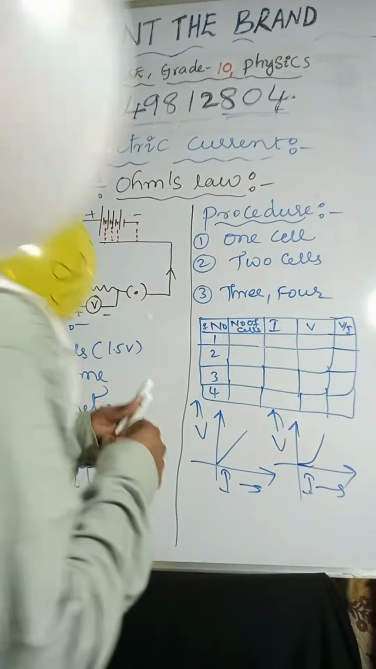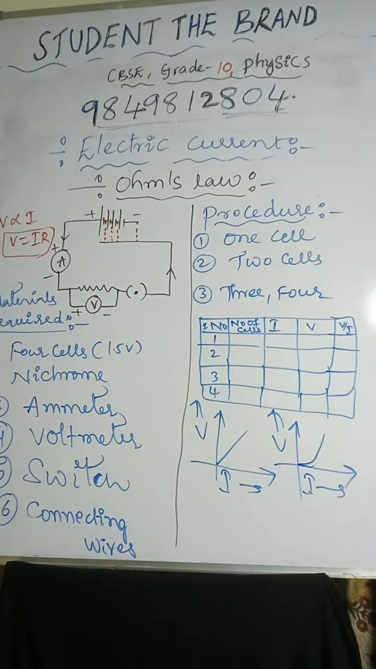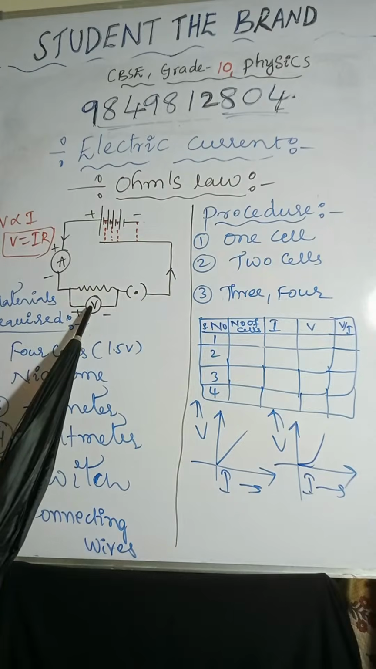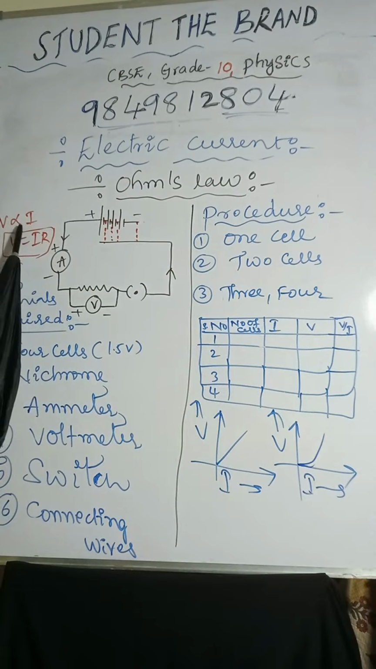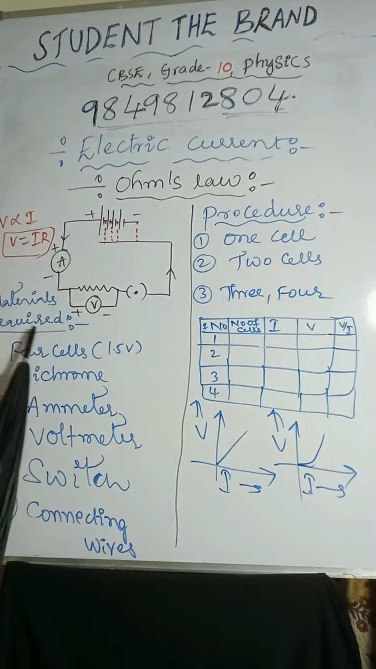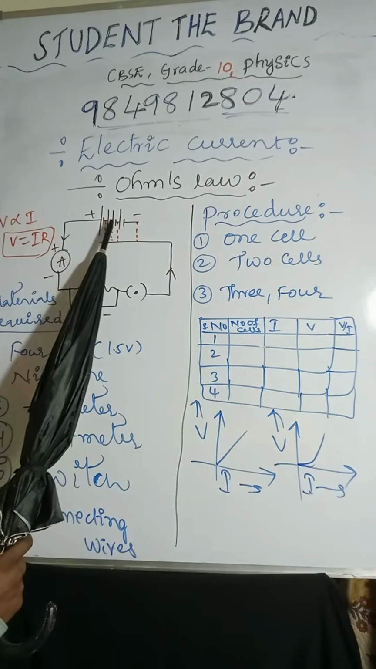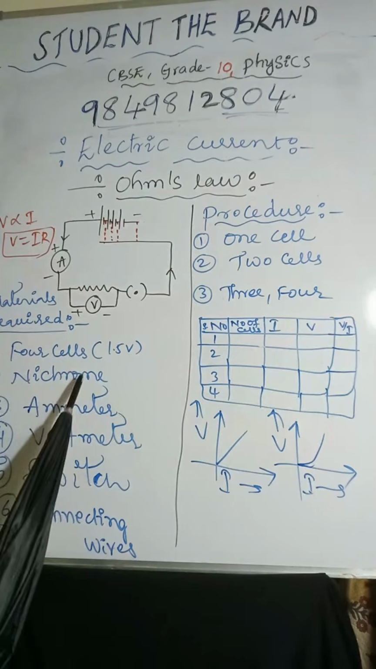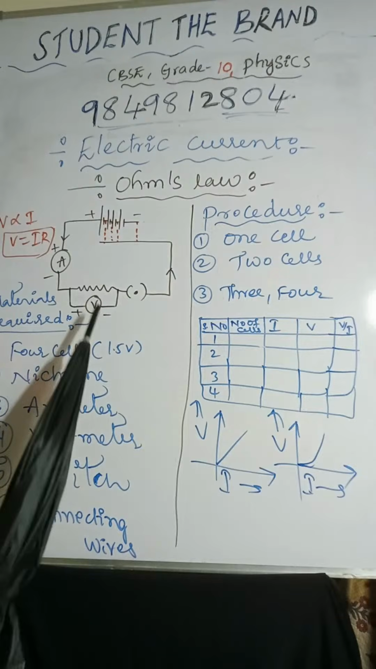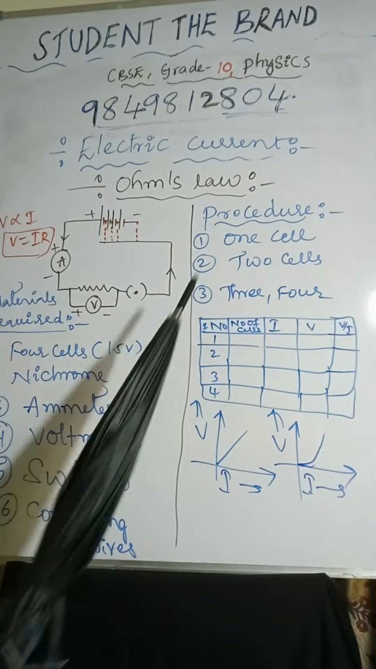So now you can observe once again, Ohm's law, I'll explain, listen carefully. The potential difference across the ends of the given metallic conductor is directly proportional to the current flowing through it. V is directly proportional to I, V equal to IR. Materials required: 4 cells of 1.5 volts each, nichrome, which is an alloy of nickel, chromium, manganese and iron metals, and an ammeter, voltmeter, switch and connecting wires.